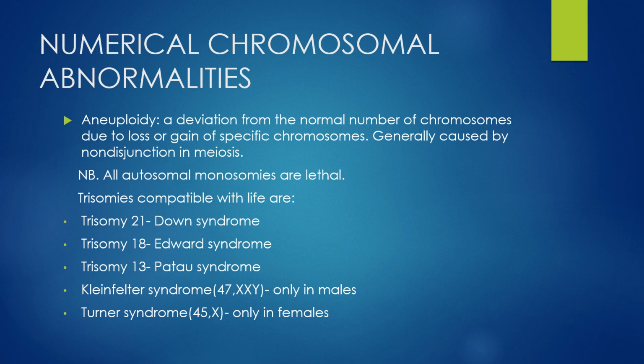We have some trisomies that are compatible with life, and they are trisomy 21, that is Down syndrome, trisomy 18, Edwards syndrome, trisomy 13, that is Patau syndrome. These are all autosomal trisomies. Now we do have an example of a sex chromosome trisomy, that is Klinefelter syndrome, that happens only in males where the male has an extra X chromosome. And an example of a sex chromosome monosomy is Turner syndrome. It happens only in females when the female loses one X chromosome.